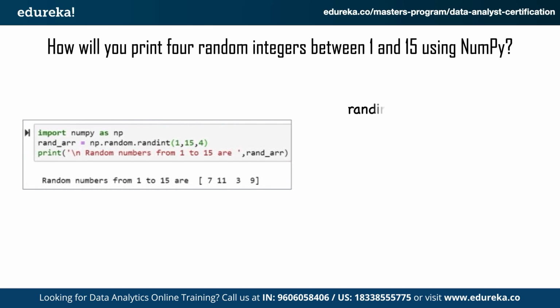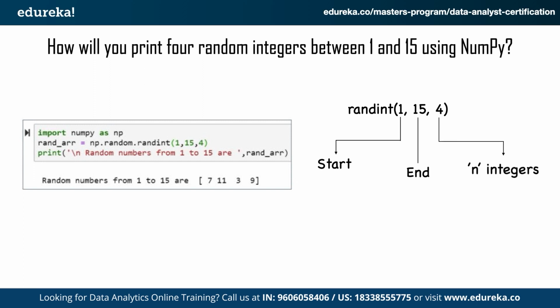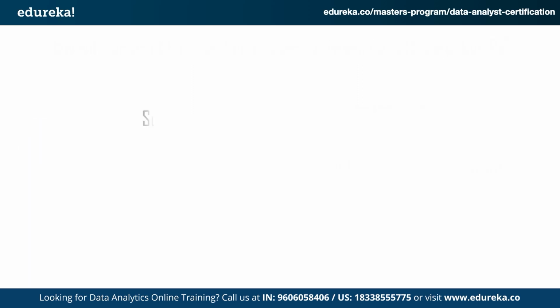Now, the randint function itself has three parameters, right? In this method, the first value represents the start point. You won't find any numbers being generated before this point. The second value is the end point. You won't find any values being generated after this number. The third value that I mentioned over here is the number of integers that we want from this method. Now let's move on to the next question.